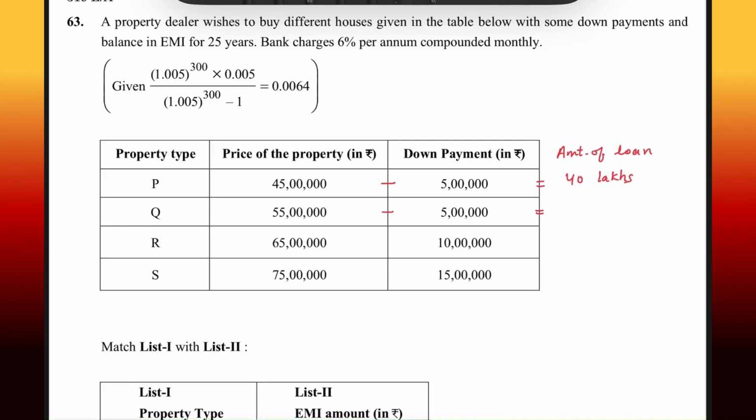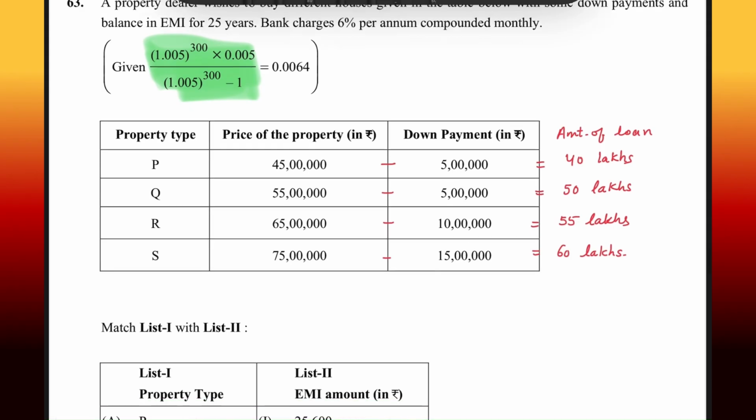So P takes a loan of rupees 40 lakhs. Q took a loan of rupees 50 lakhs, right? So 55 lakhs minus 5 lakhs is 50 lakhs. Next, R took a loan of rupees 55 lakhs. And then finally 75 minus 15 is 60 lakhs. So these are the loans taken for the property types P, Q, R and S. He has given you this factor, which is 0.0064.